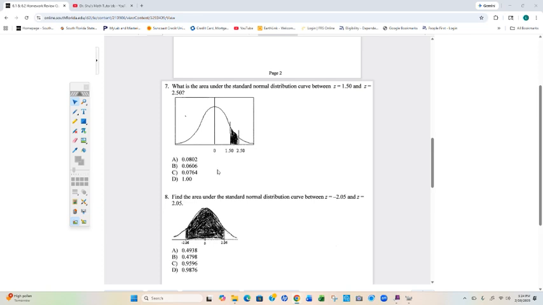Right, the correct answer on this one is going to be B. When you look up 2.5, you get 0.9938. When you look up 1.5, you get 0.9332. Subtract those, and you do get B, 0.0606.